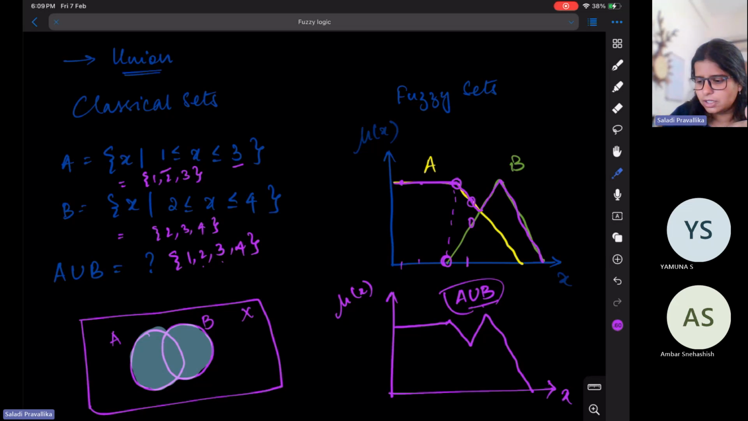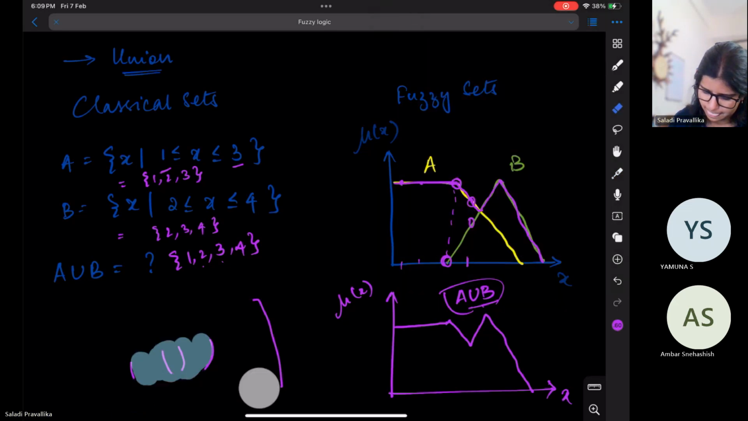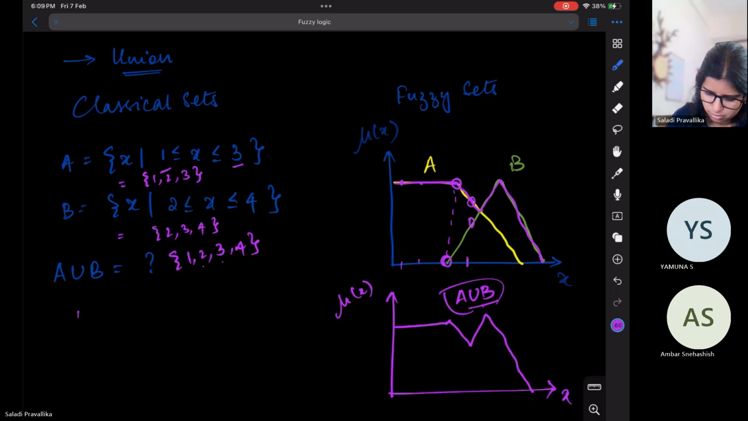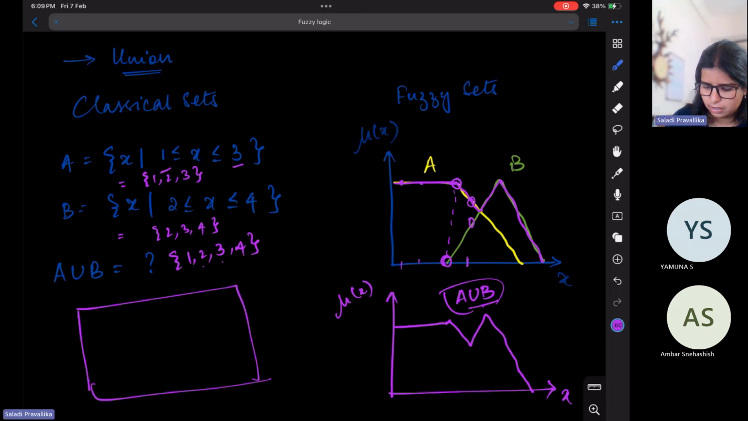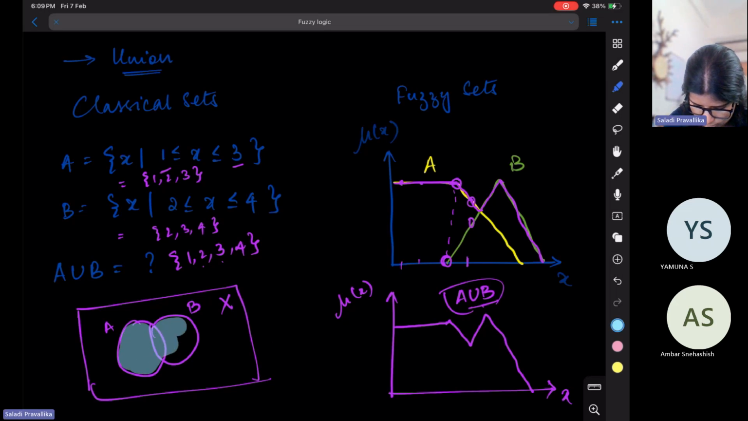So let us talk about Venn diagrams. Okay, in a Venn diagram, we'll just start over again. Let us say this is our whole universe of discourse, that is capital X, right? In that we have two sets, set A and set B. Now, when we want to take the union of A and B, we are going to combine all the elements that are in A as well as in B, right? So it is essentially going to look this way.